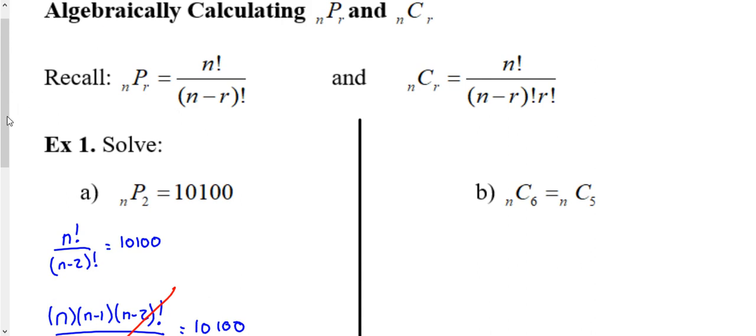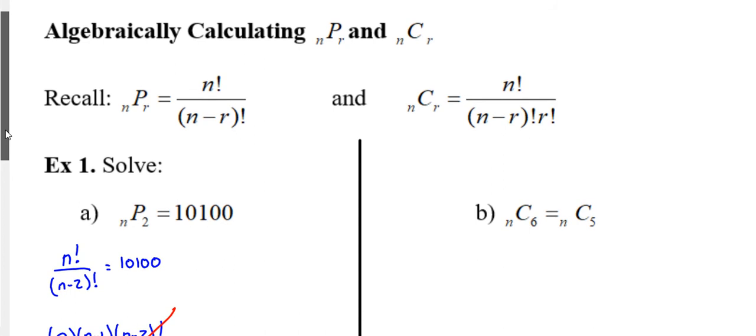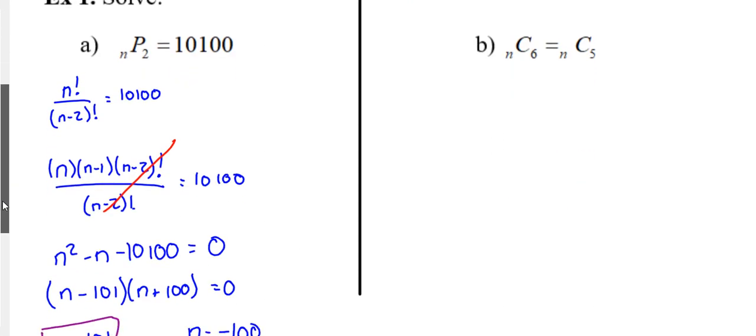Going to example B here, we have nC6 equals nC5, and the question is, why is that occurring? So nC6, let's write out that equation, and nC5, let's write out that equation. So nC6 is going to be n factorial divided by n minus 6 factorial times 6 factorial. And on the other side, we have n factorial divided by n minus 5 factorial times 5 factorial.